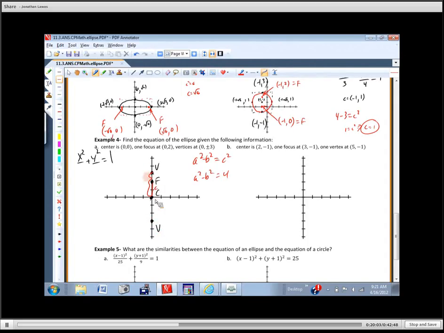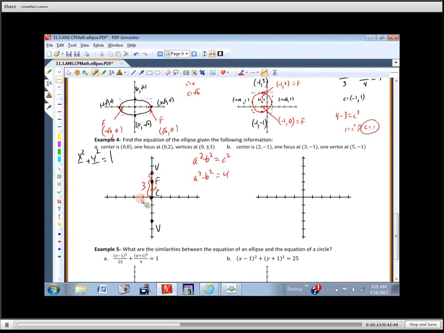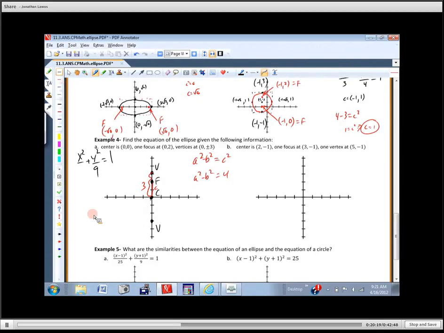So if that's 3, that's what A is. So what's A squared, and where do you put it? What's A squared? 9. Where do you put it? Under the Y. So we're going to put a 9 underneath the Y. Everybody good there? Okay, there's not really any math work to do here. We figured all this out just knowing what the general form is, the nice graph-friendly form of an ellipse, and we're just thinking.